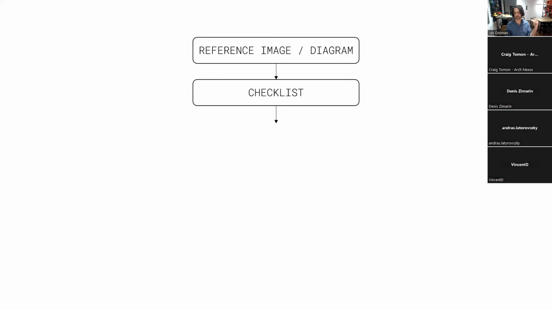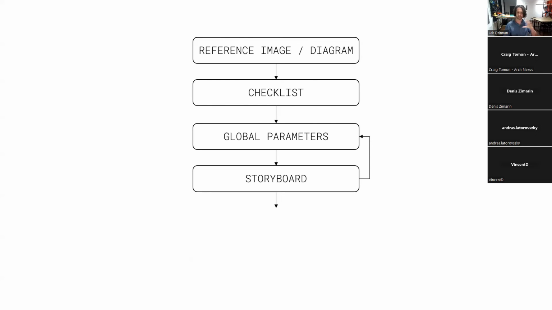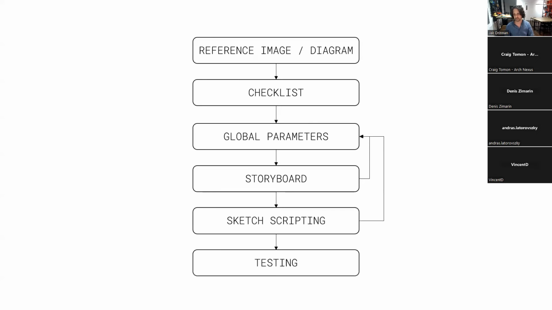So starting with this reference image idea, going through these checklists, creating your global parameters, storyboarding this out, feeding this back into your parameters. You'll basically learn as you're going along through this process. Sketch scripting this stuff out, testing it, and how it all feeds back into each other.